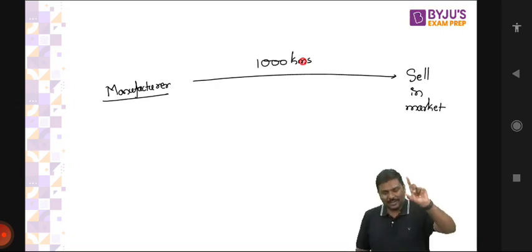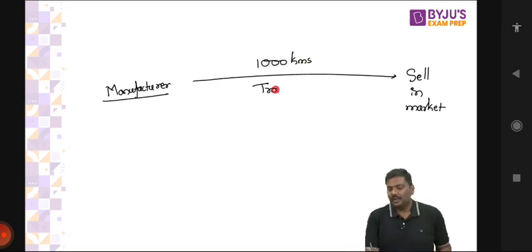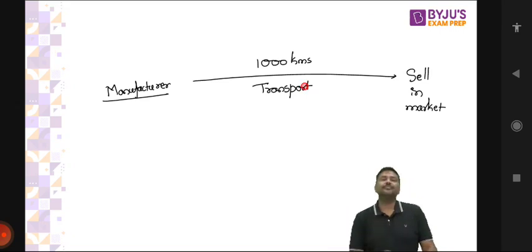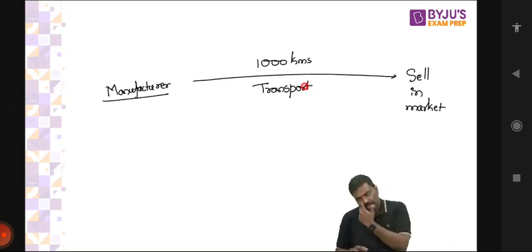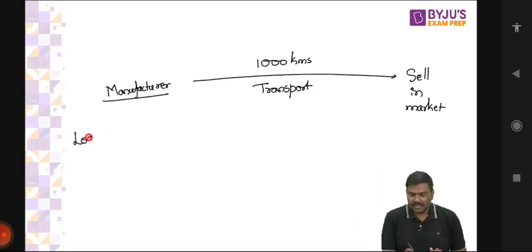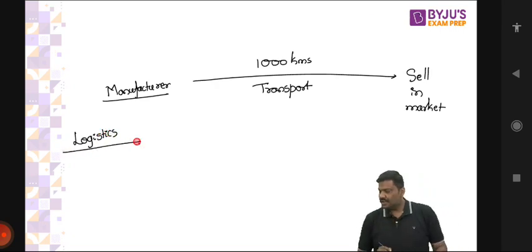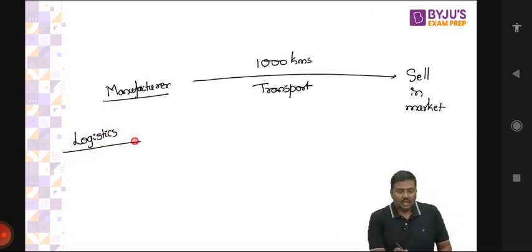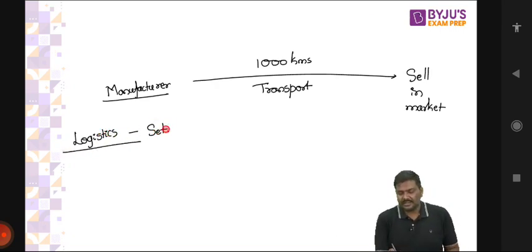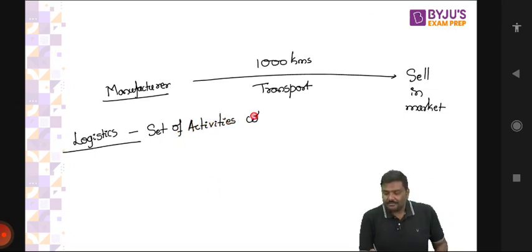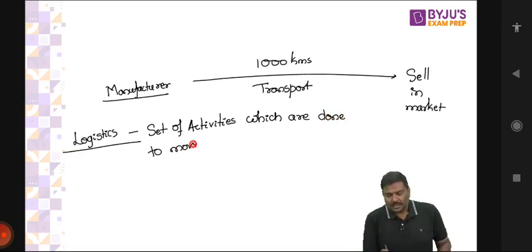Now, can I go point by point? Point number one: it simply means you have to transport the goods. Whenever there's the context of transportation, we use a term called logistics. Remember this. What is logistics? Logistics refers to the set of activities which are done to move the goods. Please remember this particular term.